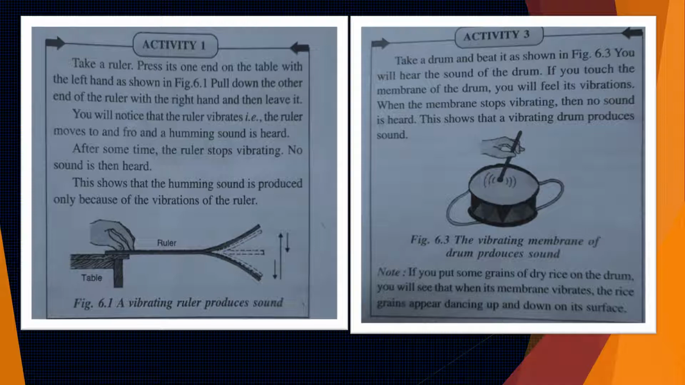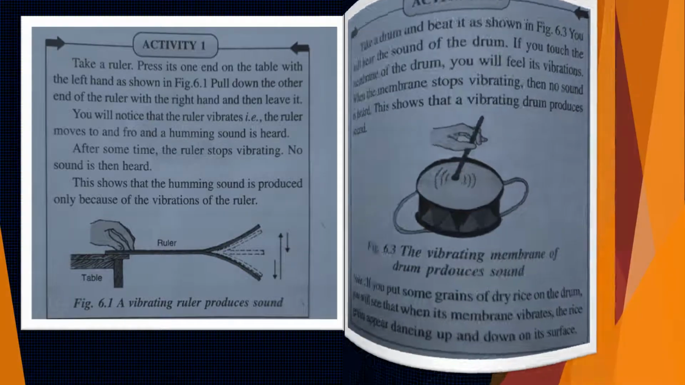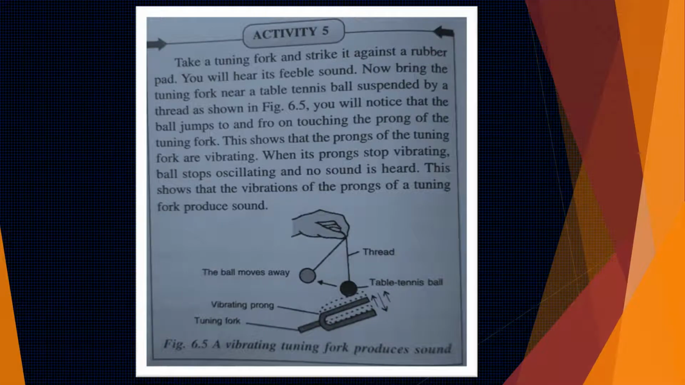Let us see one more activity. In this activity, you have to take a tuning fork and strike it against a rubber pad. You will hear its feeble sound. Now bring the tuning fork near a table tennis ball suspended by a thread as shown in the figure. You will notice that the ball jumps to and fro on touching the prong of the tuning fork.